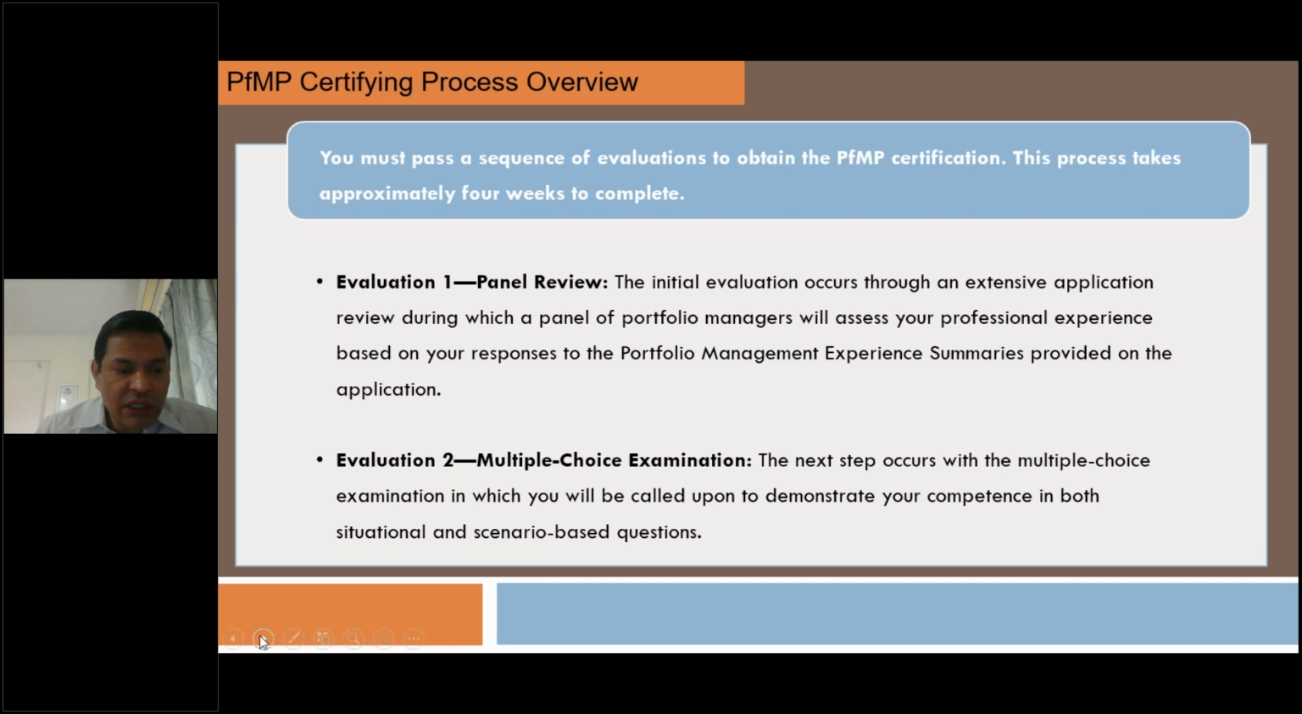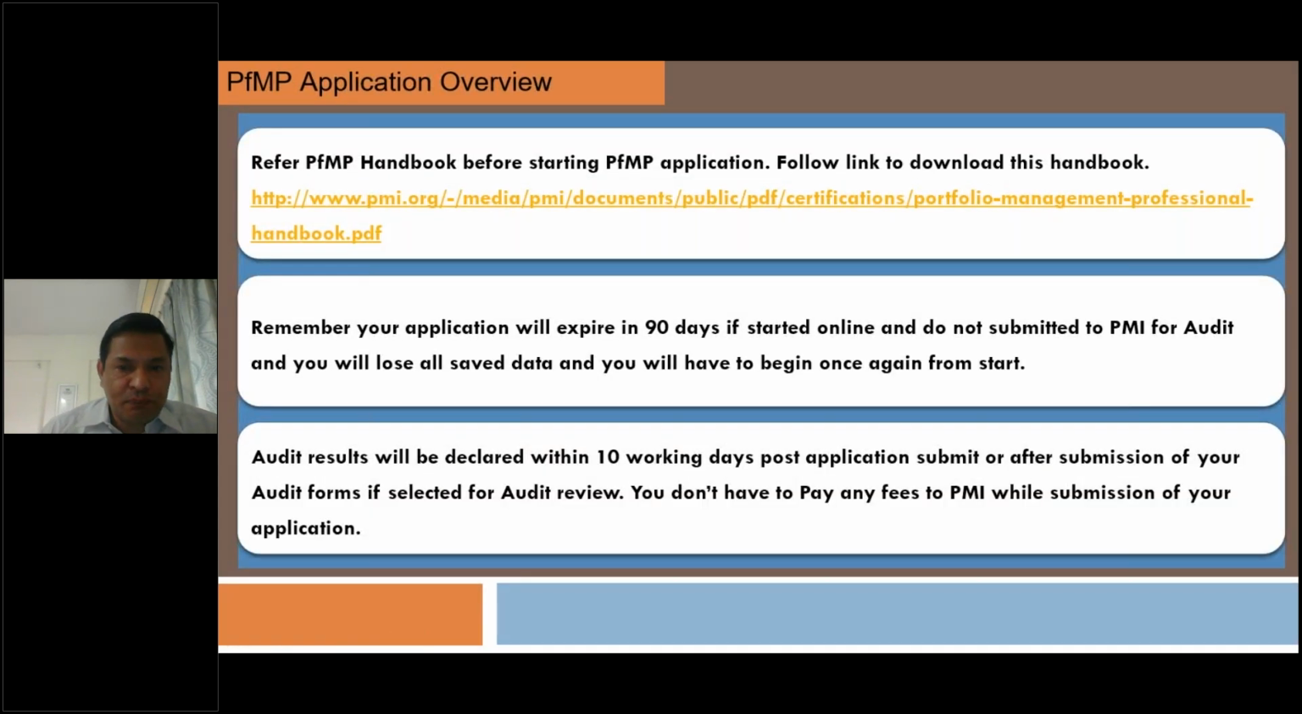So let's continue with this first evaluation stage, and understand what the panel review is and how we will qualify and clear the PMI panel review. Friends, to clear the PMI panel review process, which is the first evaluation stage, we have to submit a PfMP application to PMI. In today's session, I'm going to help you understand what this PfMP application is and how to write it.